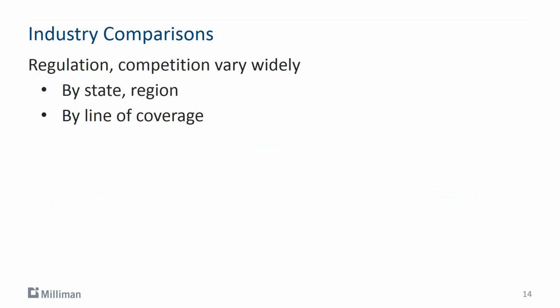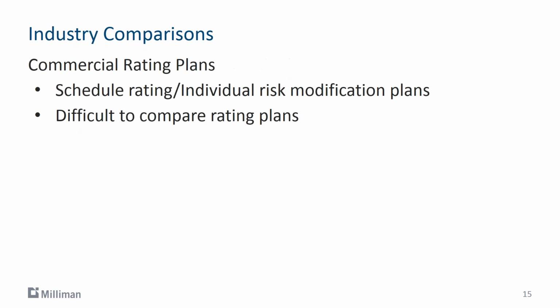So when I think further about the industry, regulation and competition vary widely by state, by region, and by line of coverage. For commercial rating plans, work comp is highly regulated and generally bureau-based, whereas for other coverages, generally you see a schedule rating or an individual risk modification plan. The criteria and the maximum credits and debits vary by state. Generally, it's plus or minus 25%, but it can be up to plus or minus 40%. Having said this, it just really makes it difficult to compare the rating plans to each other, and then from the industry to the pool. So we don't have a great guideline to benchmark off of. We have to determine what is best for each and every pool individually, as there isn't one right approach for everybody.